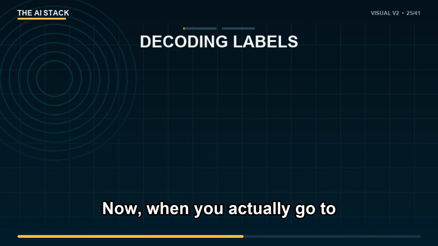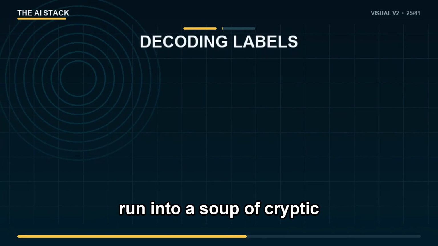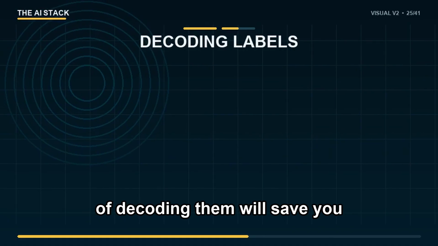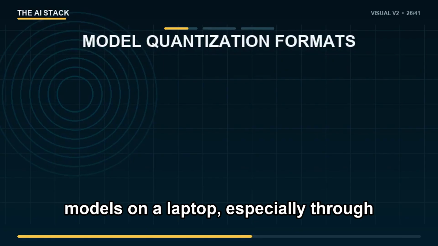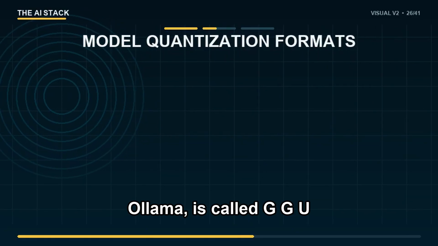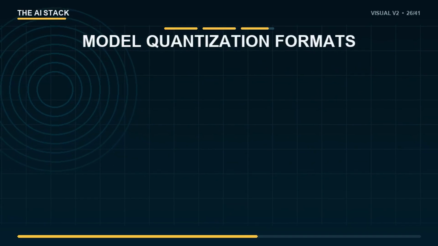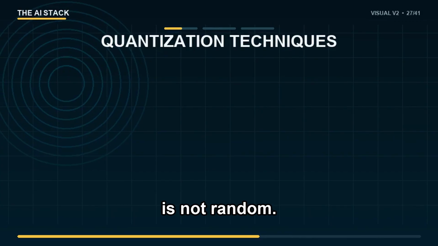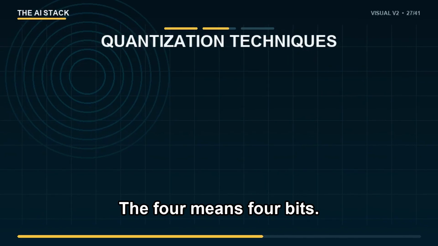This is why when you download a model to run locally, the 4-bit version is very often the one you want. Now, when you actually go to download one of these, you will run into a soup of cryptic labels, and a couple of minutes of decoding them will save you real confusion. The most common format for running models on a laptop, especially through Ollama, is called GGUF, and inside it you will see options like Q4_K_M. Let me decode that because it is not random. The Q stands for quantized. The 4 means 4 bits.